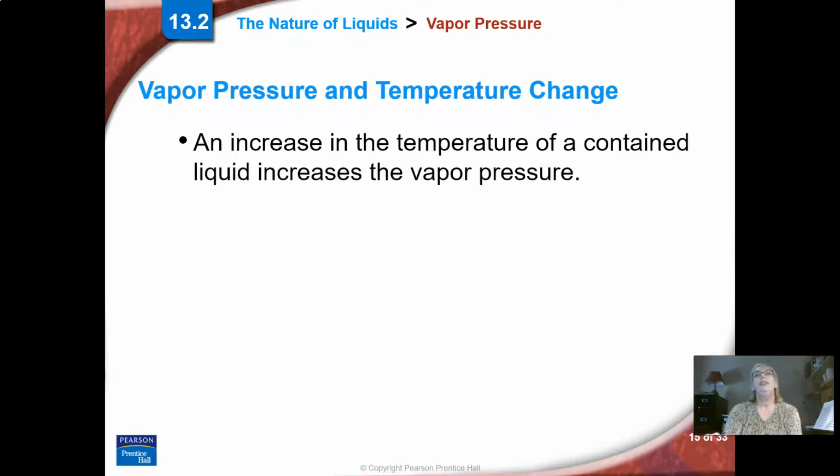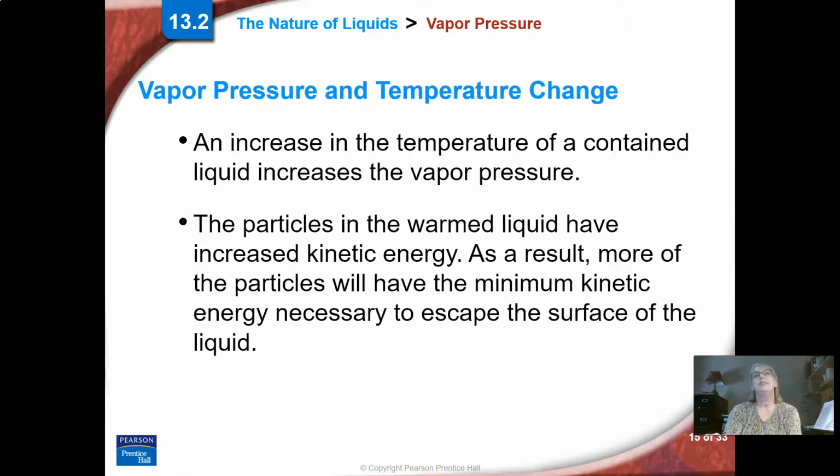If we increase the temperature of a contained liquid, it increases the vapor pressure because we're giving more kinetic energy to the particles, and they can bounce up into the gas phase. Particles in the warm liquid have increased kinetic energy, like I said, and so you'll have more of them jumping up into the gas phase.